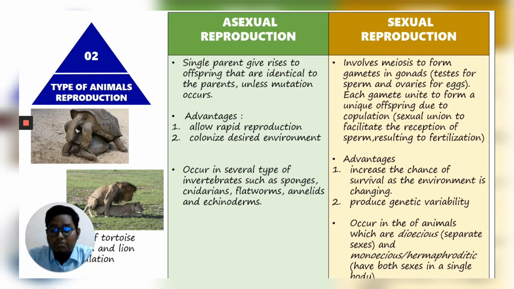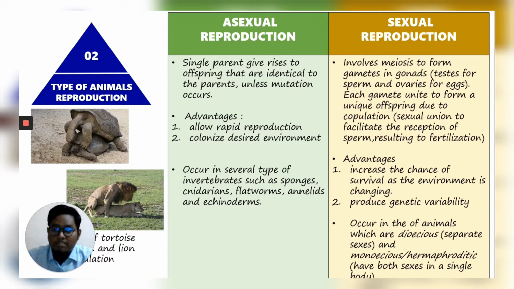Okay, asexual reproduction is reproduction that doesn't involve the meiosis process, and also doesn't involve a change of chromosome number or the fusion of gametes. In asexual reproduction, a single parent gives rise to identical offspring. There are a few advantages of asexual reproduction, which is, one, it allows rapid reproduction and also colonizes a desired area.